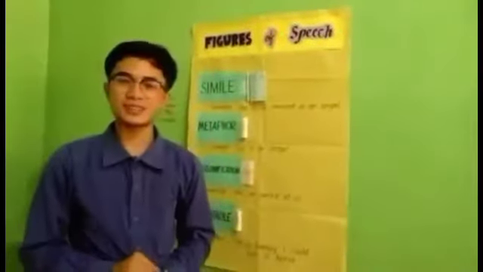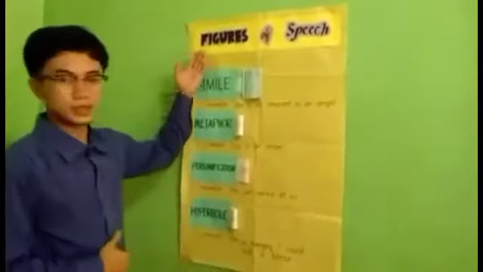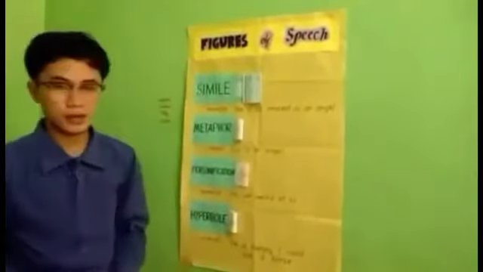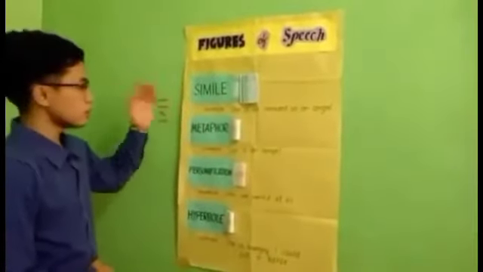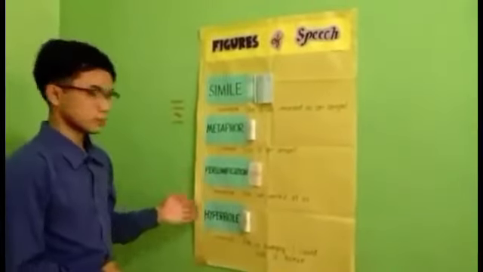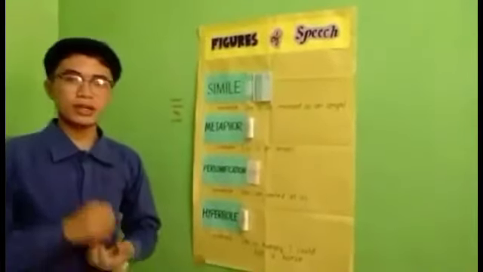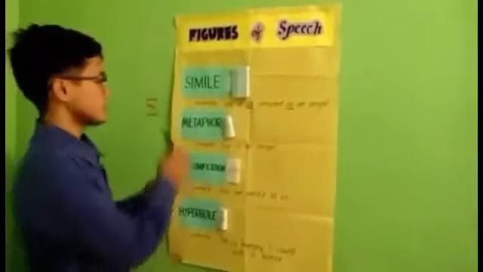Good morning, class. Today, we will discuss the different types of figures of speech. And we have here 4 types of figures of speech. First, we have simile, metaphor, personification, and last we have hyperbole. So, let's identify each one of them. Okay, first one we have simile.